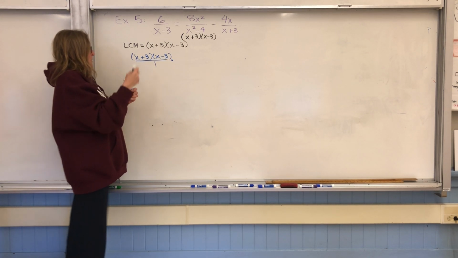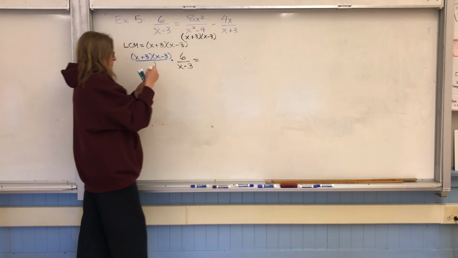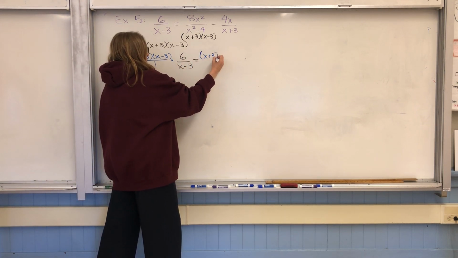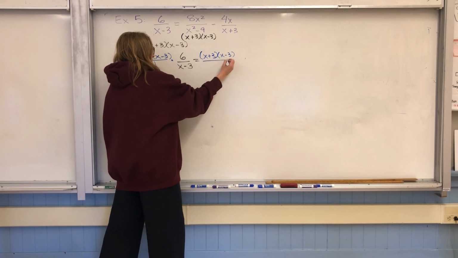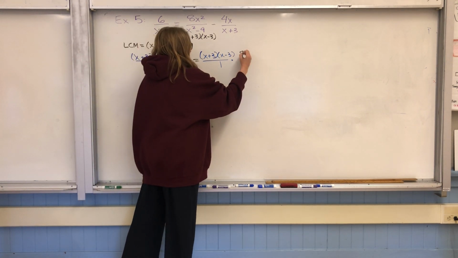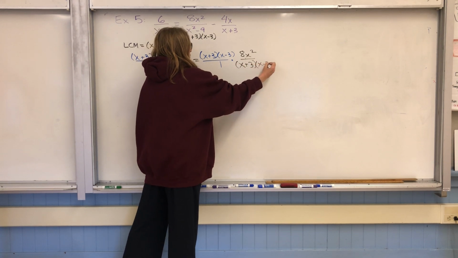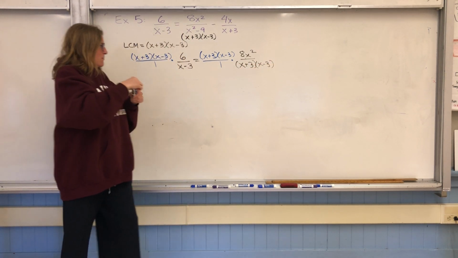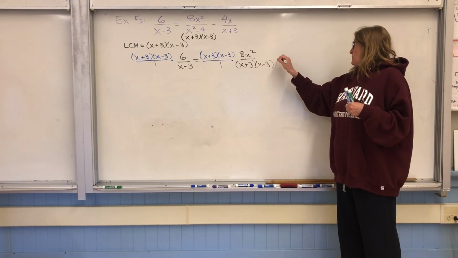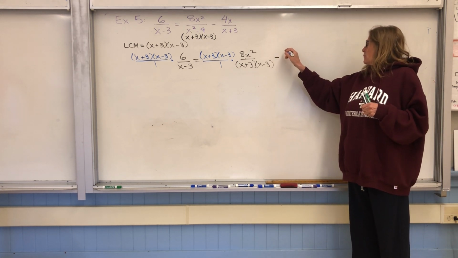And then I'm going to recopy this. 6 over x minus 3 equals, again, a little tedious but worth it, x plus 3, x minus 3. And I got 8x squared, and I'm going to say, okay, well I already know this is x plus 3, x minus 3. I figured that out above. And then I've got minus, alright, gotta be consistent here. I got minus, and then I've got x plus 3, x minus 3 over 1.